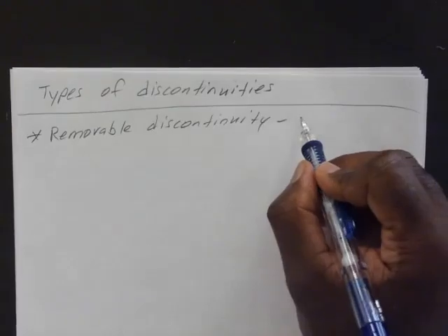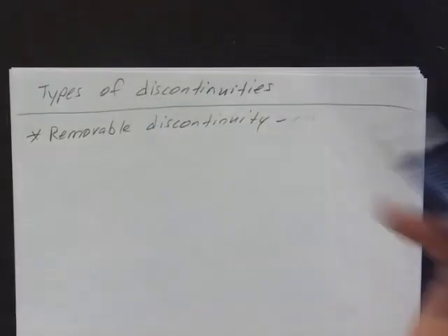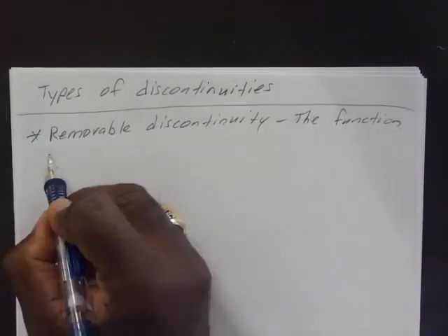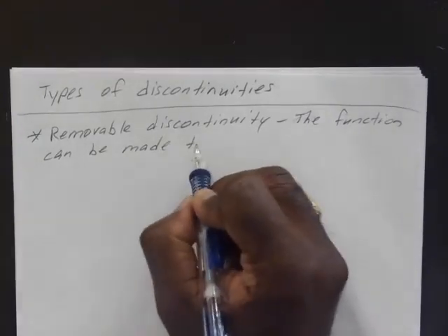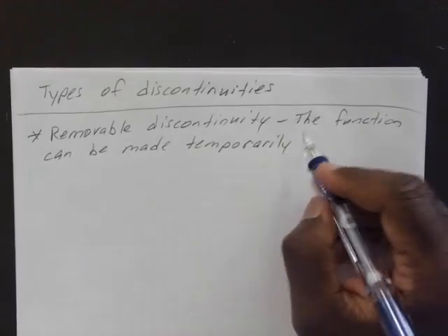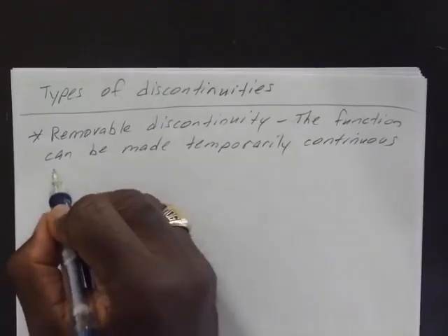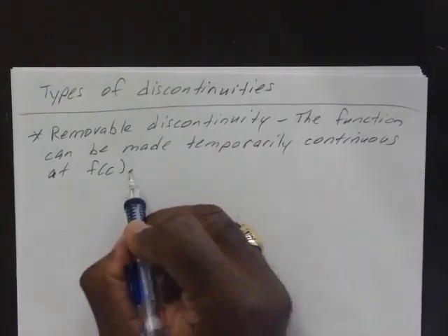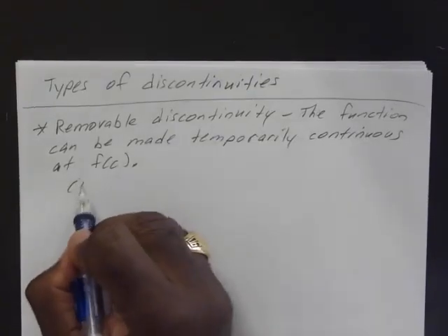Okay. I'll say the function can be made temporarily continuous at f of c. Okay, and that just means temporarily, to find the limit. It doesn't change what the actual function is.